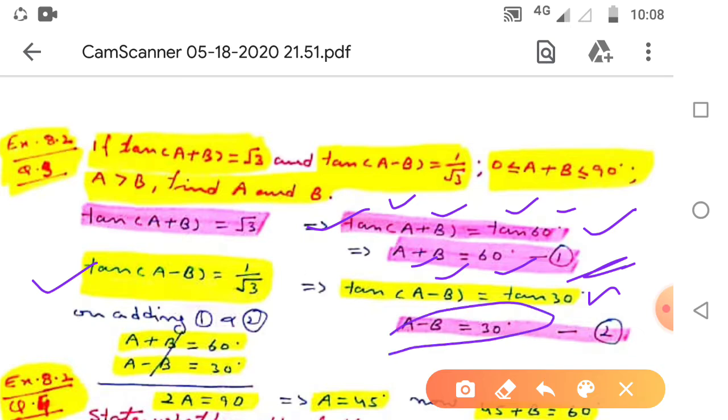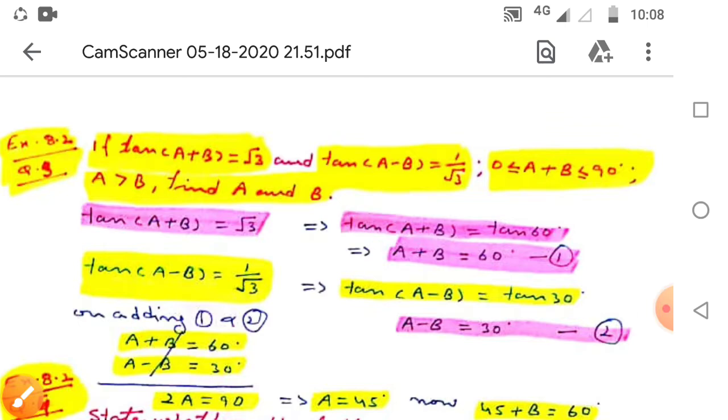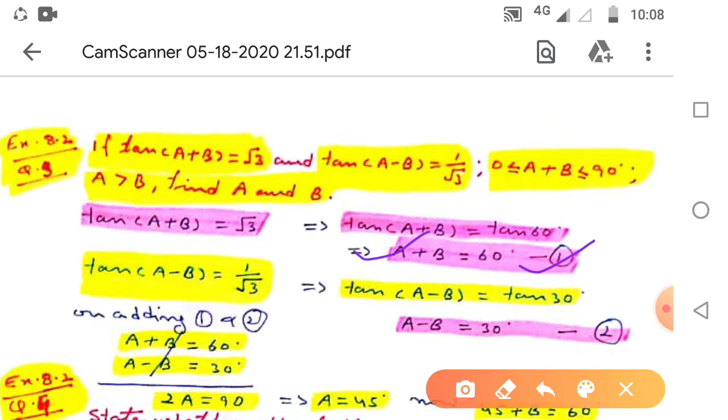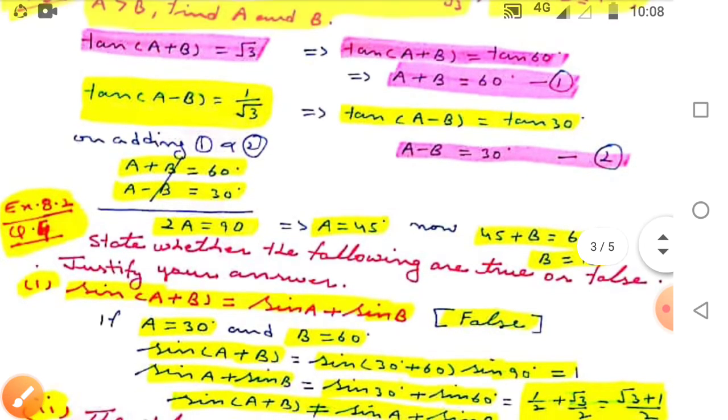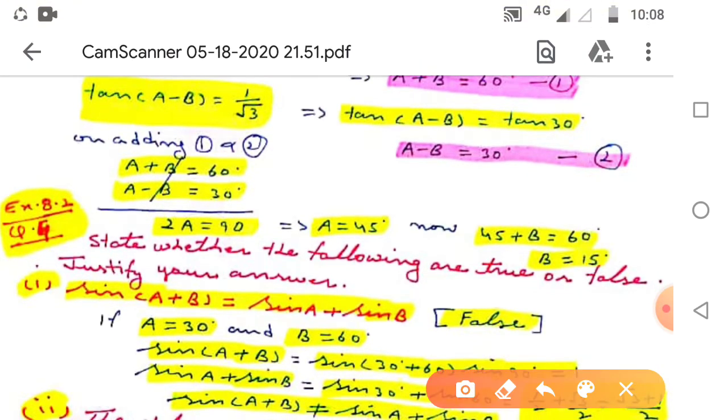So we have two equations in front of us. The first equation is a plus b is equal to 60 and the other is a minus b is equal to 30. Adding both, we get the value of a as 45, and after putting the value of a in equation number 1, we get 45 plus b is equal to 60 and b is equal to 15 degrees.